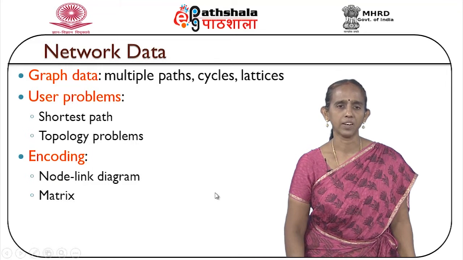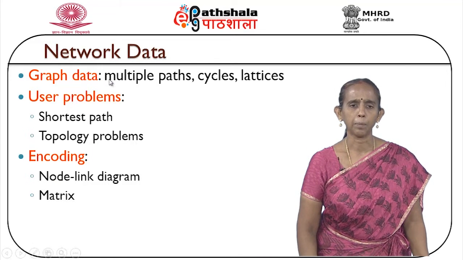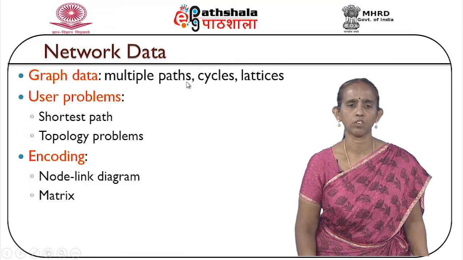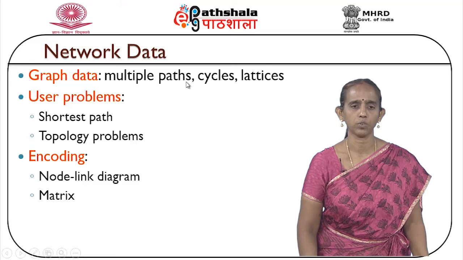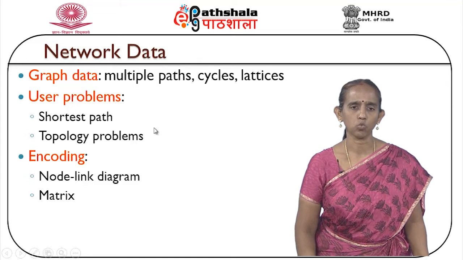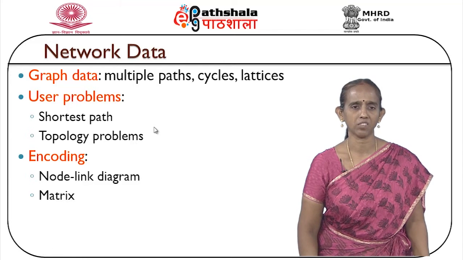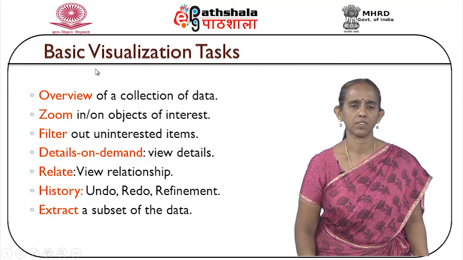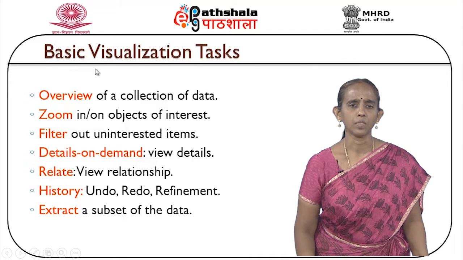Next comes the network data set. Examples are graph data. The user problems associated with this are to find the shortest path and topology related problems. Encoding principles associated with these network data sets are node link diagrams and matrix kind of diagrams.